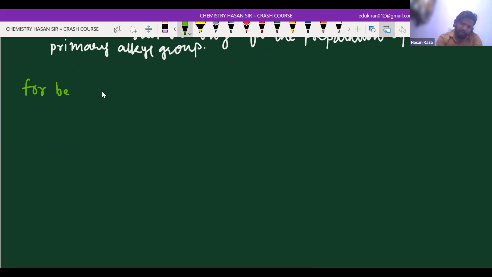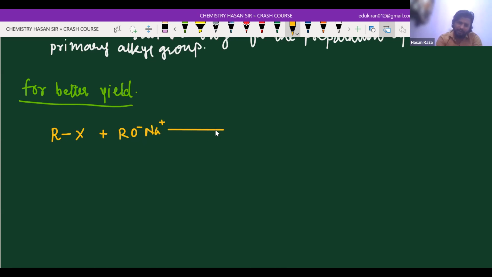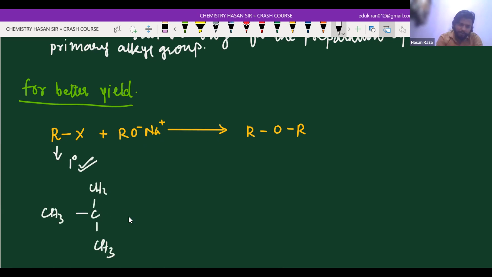So for better yield, I'm going to write RX plus RO negative, that means Na plus is also there. You can write Na plus if you want. Then you will be getting ROR, and this R should be 1 degree. But if you are going to take 3 degree, tertiary, and react this with CH3O negative, you know what will happen? There will be elimination.